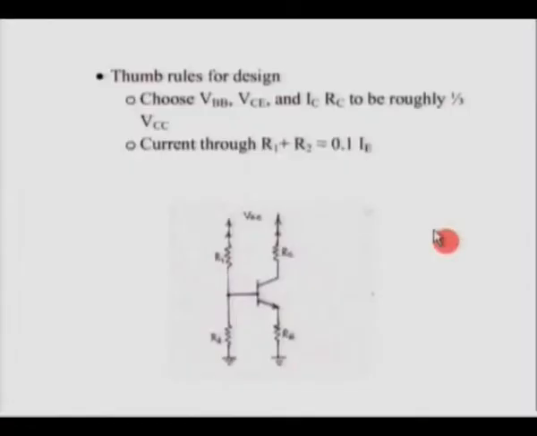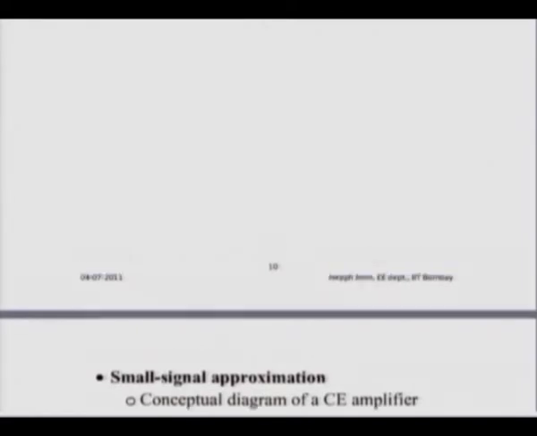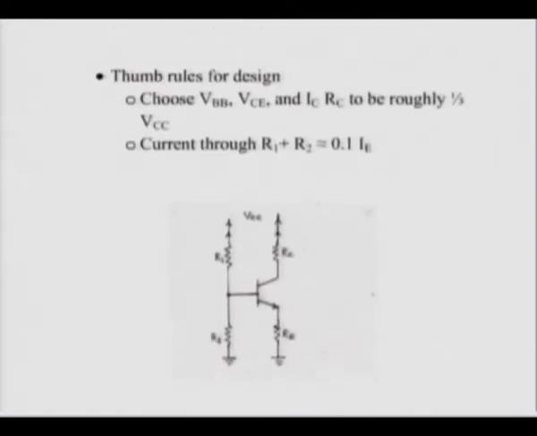So, as a thumb rule, to ensure stable biasing and also to ensure that the operating point stays somewhere in the middle of the characteristics, we choose the VBB, the base potential, VCE, and the drop ICRC. We take all these three to be roughly 1/3 of the supply voltage, and to ensure that beta variations do not upset, we could take the current flowing through R1 and R2 to be approximately 10% of the emitter current IE.